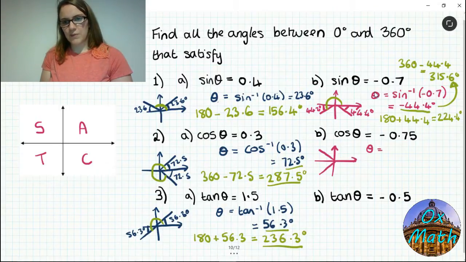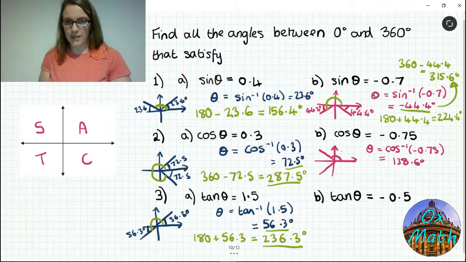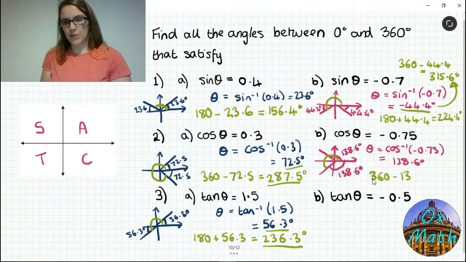So you get the first angle from your calculator by doing inverse cos of minus 0.75, and that will give you an angle of 138.6 degrees, which means that this angle here, because it is an angle bigger than 90 degrees, is 138.6 degrees, which by symmetry means that this angle here is 138.6 degrees. So we can find our second angle by doing 360 take away our 138.6, which is 221.4 degrees. So again, we have found our two angles.